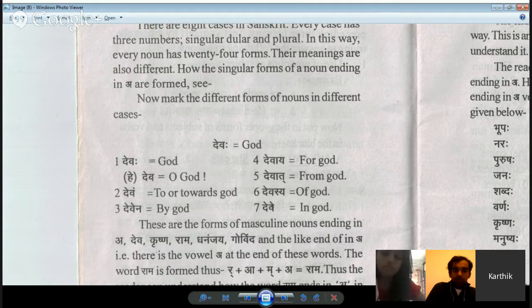So Deva ends in a, it's a Pullinga Shabda, and this is how it goes. Usually in Sanskrit, the way a noun is declined depends on its ending and its gender.